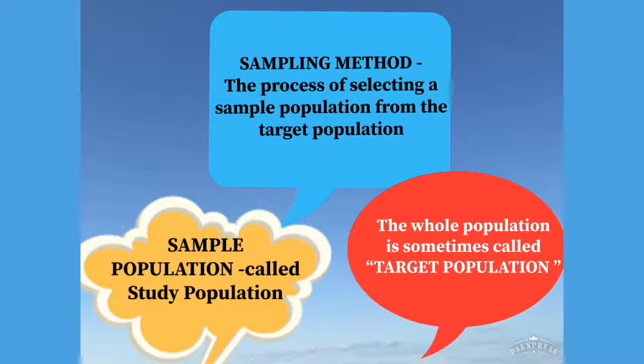We're going to define first the sampling method. What is a sampling method? It is the process of selecting a sample population from the target population. When we say sample population, it is called the study population. And the whole population is sometimes called the target population.